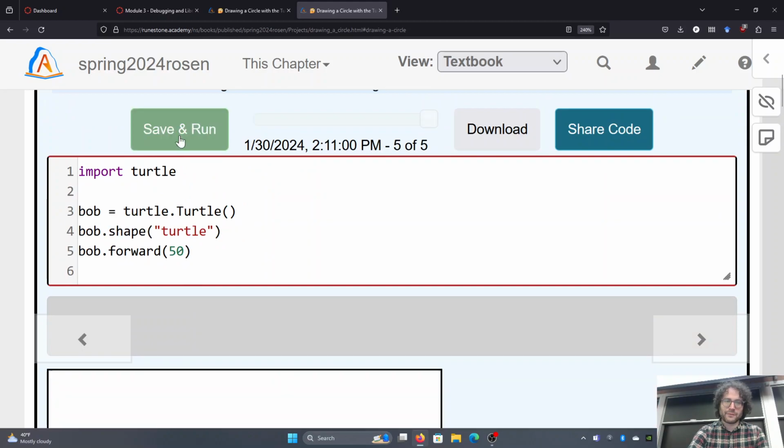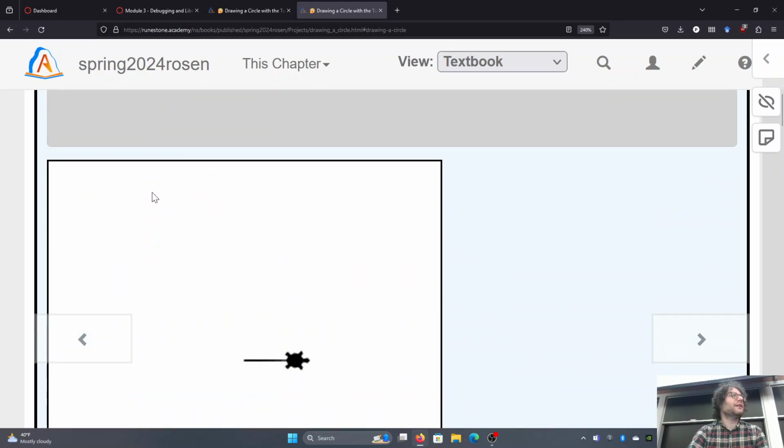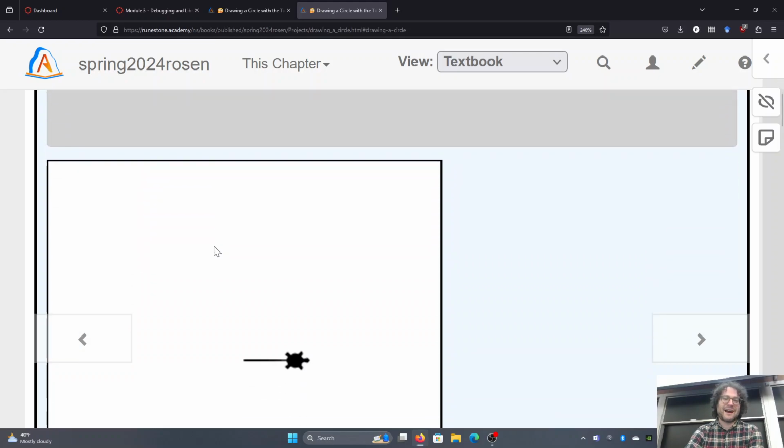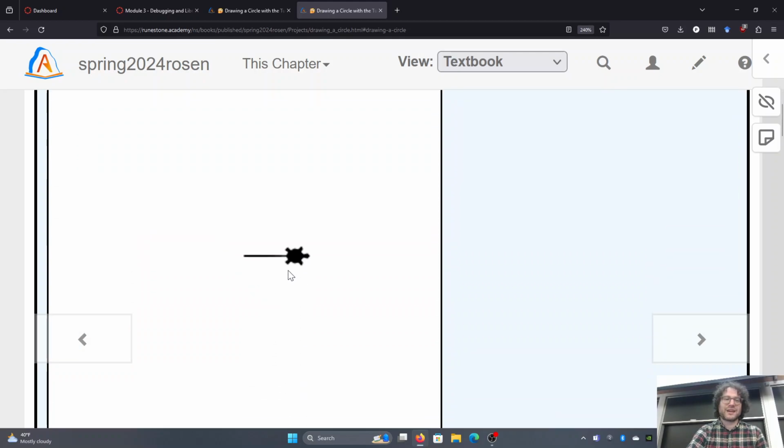I always have to look it up because, oh no, it's just shape. And there we go. That looks much better, right? We create Bob. We tell him to look like a turtle as opposed to a weird abstract triangle. You don't need to do that. I just like having a turtle-shaped actual turtle. And then you tell him to move forward 50 pixels, and that's what he does.